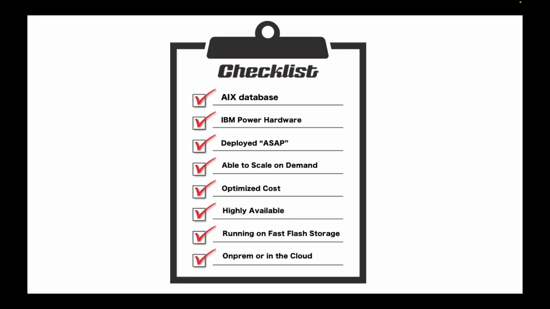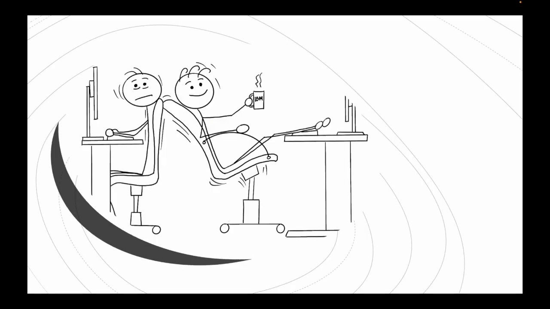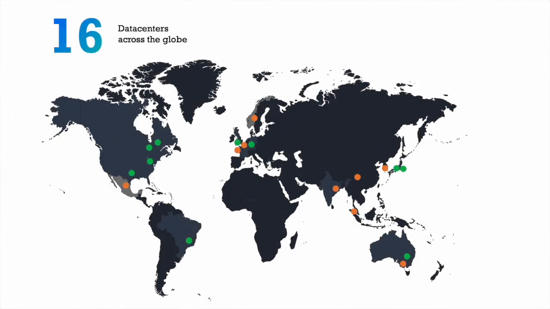The requirements call for an AIX database running on IBM Power hardware with some key requirements, like the ability to scale on demand, being highly available, and getting deployed as soon as possible. James bumps into his friend Mike at IBM and decides to ask him if he has any suggestions. This is their conversation.